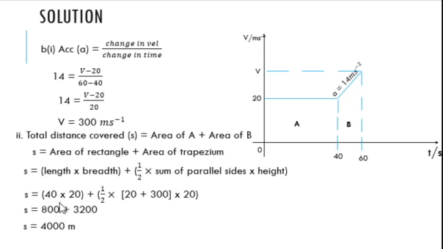So this one, 40 times 20 will give me 800. Half times 320 times 20 will give me 3,200. And if these two are added, we have 4,000 meters, which is the distance traveled. So we were asked to sketch and calculate the total distance traveled, which we have done. So we've answered our question.